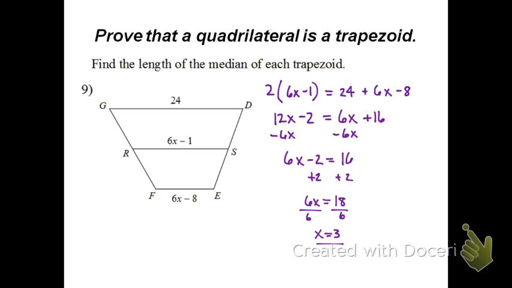Okay. And once again, we need to find the length of the median. So let's take RS, and we're going to take our expression, what is it, 6x minus 1? Alright. And once again, plugging in 3 for x. So we have 6 times 3, which is 18, minus 1. We have 17, so that means that RS is 17 units long. Yep, right there.